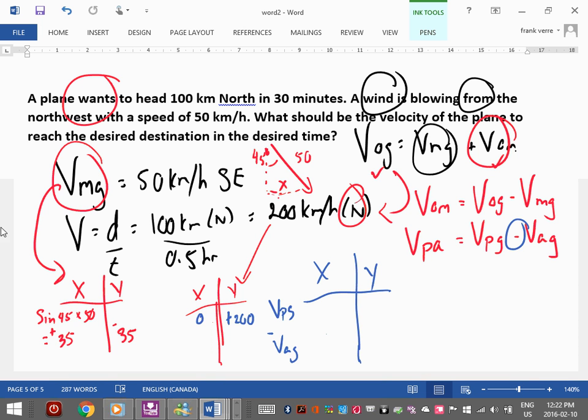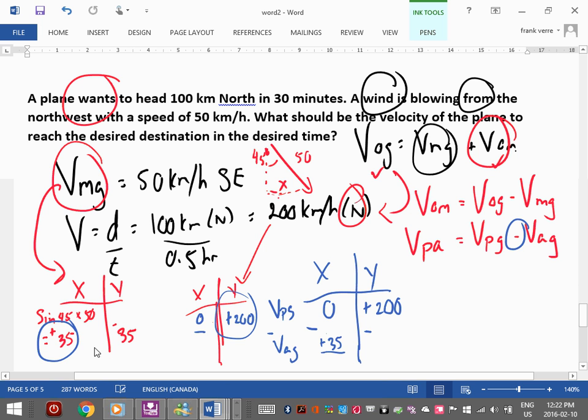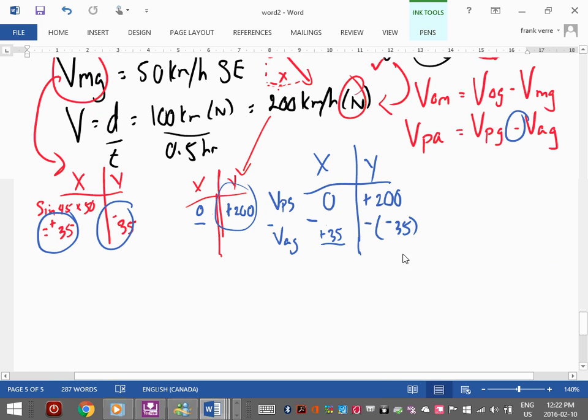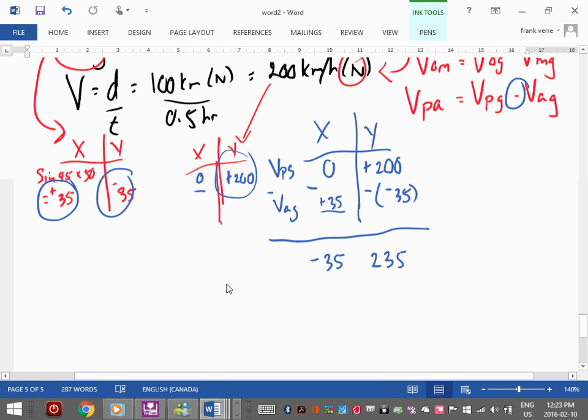Let's subtract. So VPG minus VAG. Plane relative to ground would be this one. So for the x component, it's 0 minus this x component, which is plus 35. For the y component, it's plus 200 minus this, so minus a negative. So what is that? This is negative 35, and this is 200 plus 35, so this is 235.